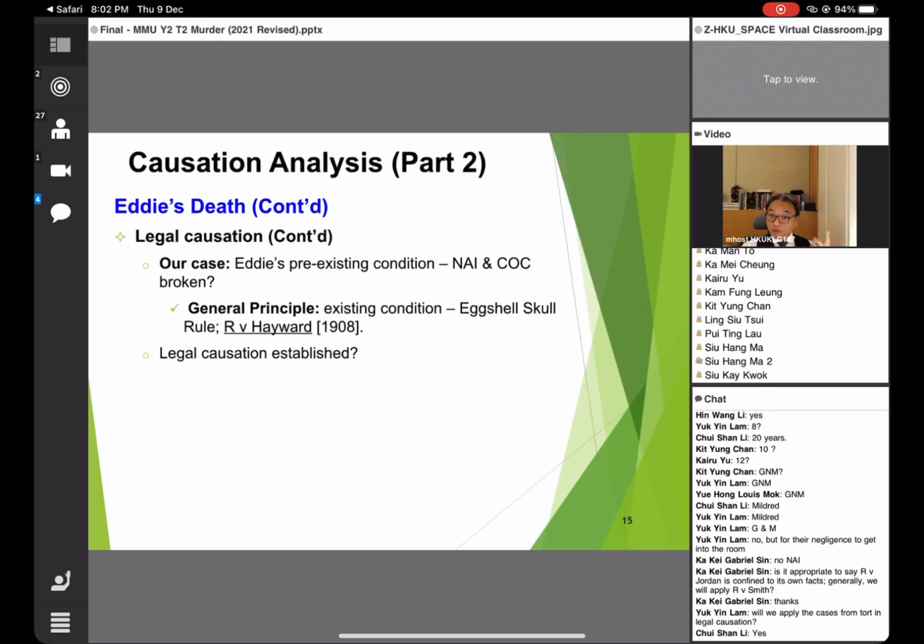And then you also have to ask another question. We've been told that the actual cause of death was a heart attack due to an existing fibroid condition that not even Eddie was aware of. Is that pre-existing condition an NAI that would break the COC? We have to look at R v Hayward, the eggshell skull rule. Can anybody recall the eggshell skull rule principle? Can anyone recall here?